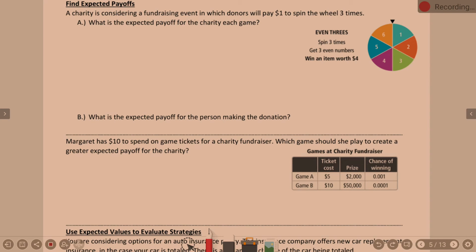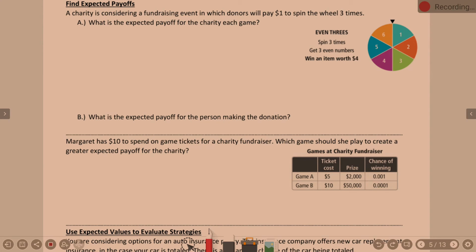This next section officially is find the expected payoff. So we're going to use the same idea, but here we're looking in a situation of fundraising event, charity events, things like that, okay? How much money are they going to make per situation here? So as we look at the first one, a charity is considering a fundraising event in which donors will pay $1 to spin the wheel 3 times. And so you see the situation here.